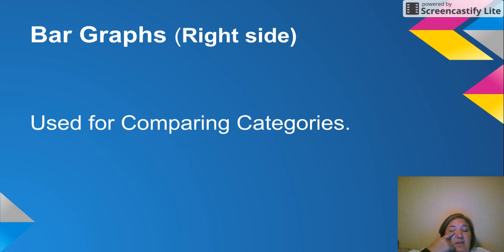Just as an extra little thing, bar graphs are used for comparing categories. Whenever we're comparing categories of something, we like to use bar graphs. If we were using continuous data, we might use a line graph. There are some other types of graphs that we will talk about later this year, but just remember, as far as this experiment is concerned, bar graphs are used for comparing categories.